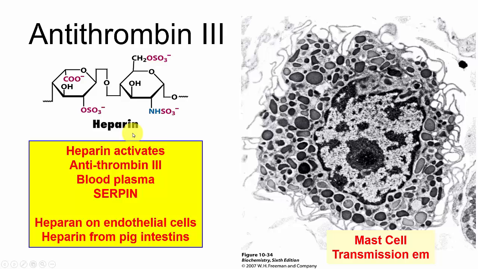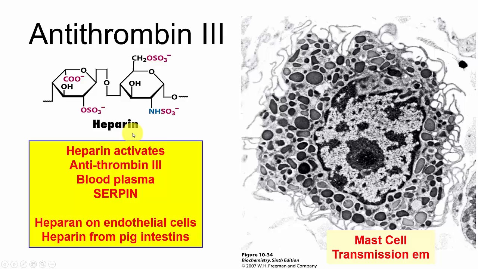Antithrombin III is activated by heparin. Heparin comes from mast cells, and this is a picture of a mast cell. Normally it's isolated from pig mast cells, but our mast cells have heparin as well, but it doesn't act as an anticoagulant in our bodies because it's bound up to other proteins in it. But heparin activates antithrombin III, which is a blood plasma serpin. This is exogenous heparin that's added by IV.